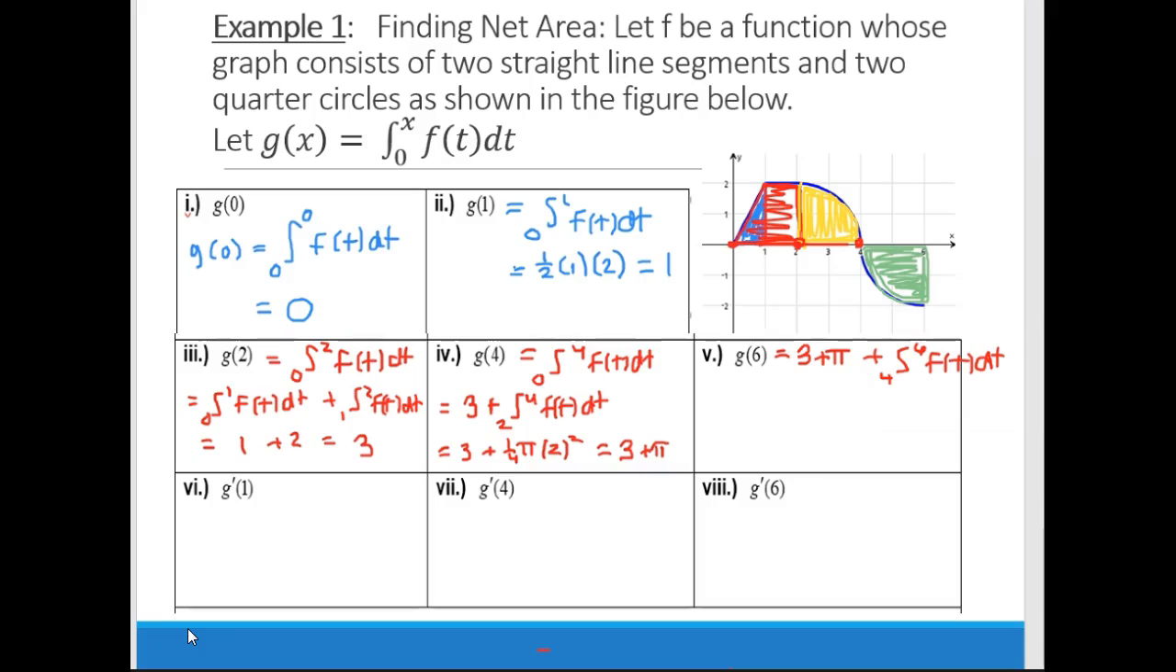Yeah, so then that means that this integral of g of 6 would be equal to 3 plus pi minus pi, or simply 3. Because the upper area and the lower area of quarter circles with the same radius will cancel each other out.